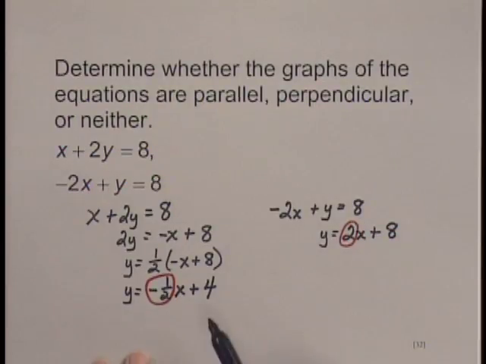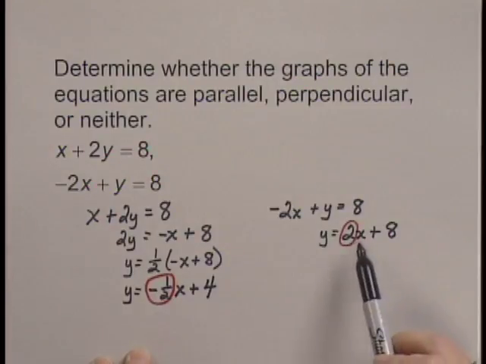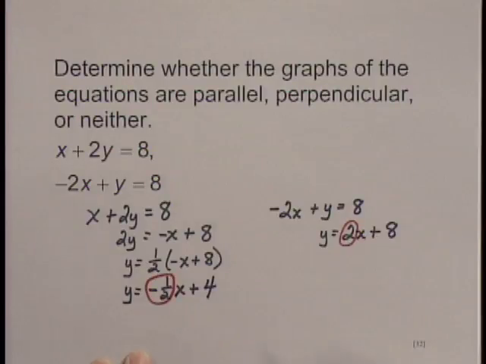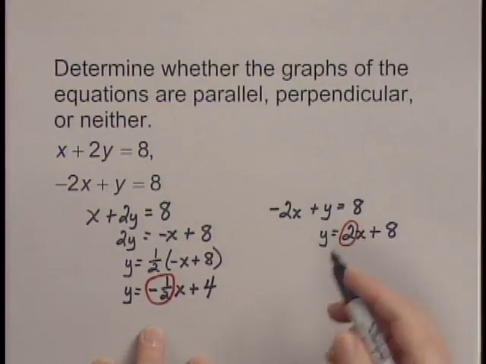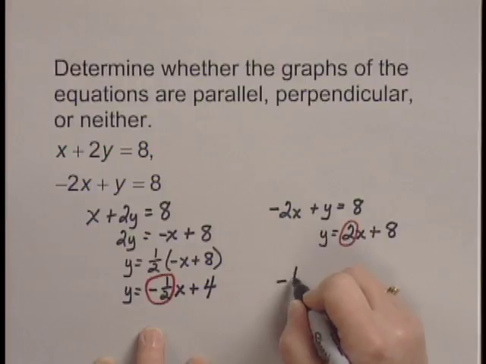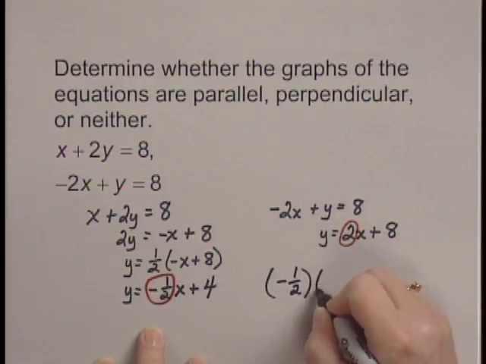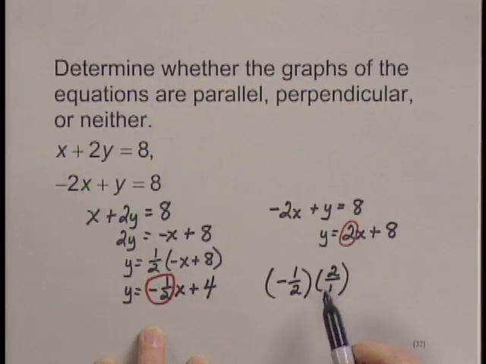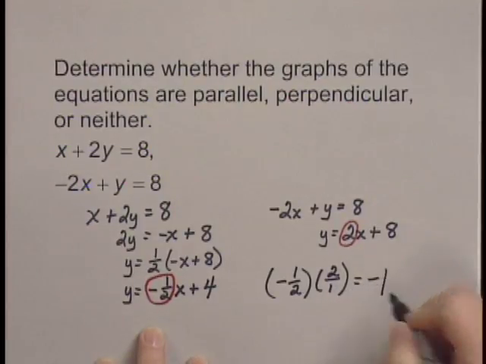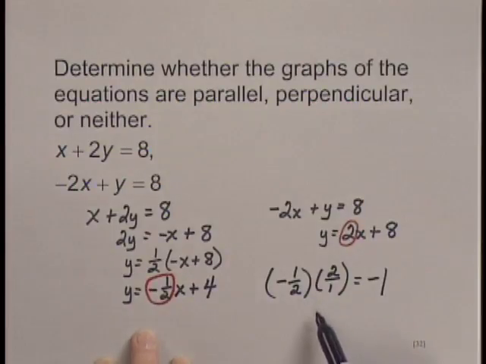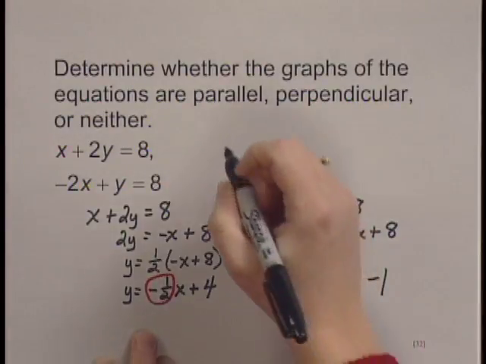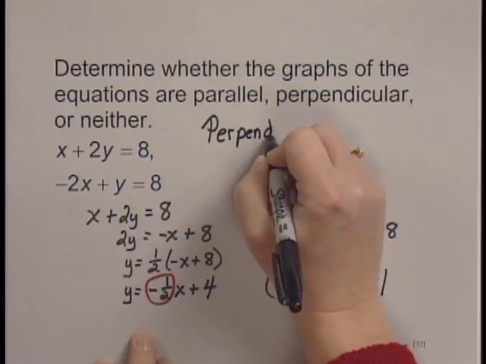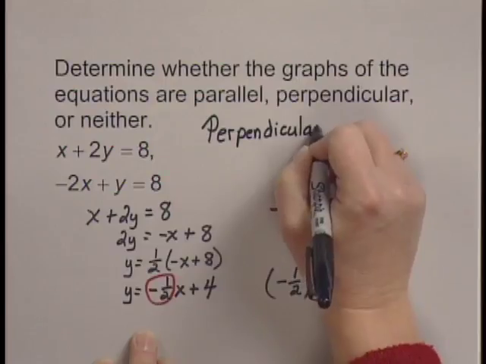Looking at the two slopes, we can see that -1/2 does not equal 2, so the graphs are not parallel. To check if they're perpendicular, we multiply -1/2 times 2. -1/2 times 2, which is 2 over 1, gives us -2 over 2, or -1. Since the product of the slopes is -1, the graphs are perpendicular. And so we simply write that the graphs are perpendicular.